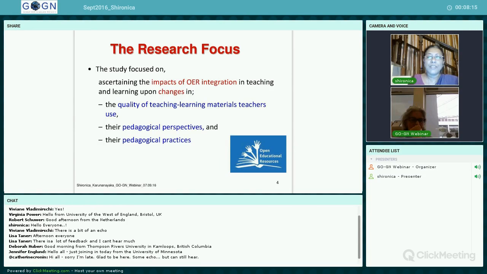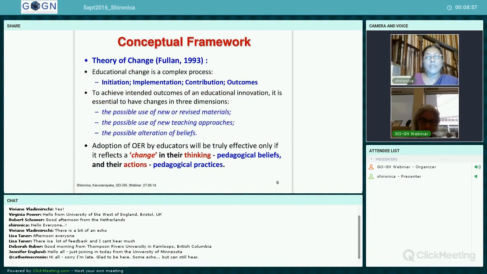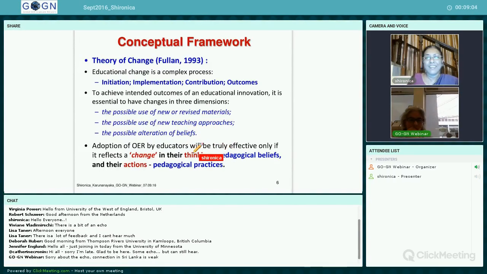So basically this is what teachers are doing in their day-to-day teaching and learning, and their teaching practices. Our research questions are based on that: how and in which ways the integration of OER is having an impact on their teaching learning process. Now the key word here is changes. The impact we are looking at from the point of view of changes. So our concept of change is based on the theory of change. I just gave this little bit of background. I'm not going to go into details about this.